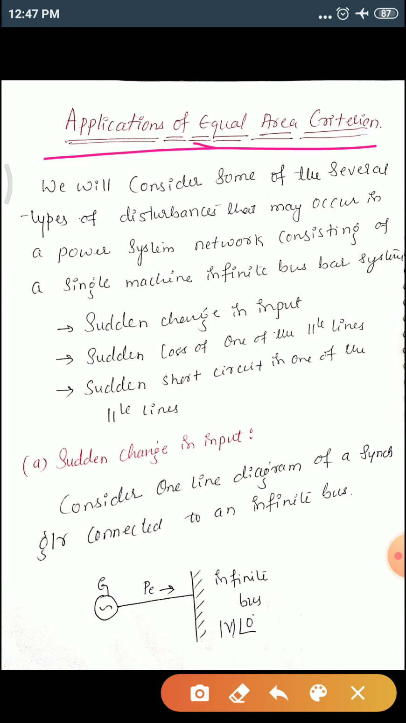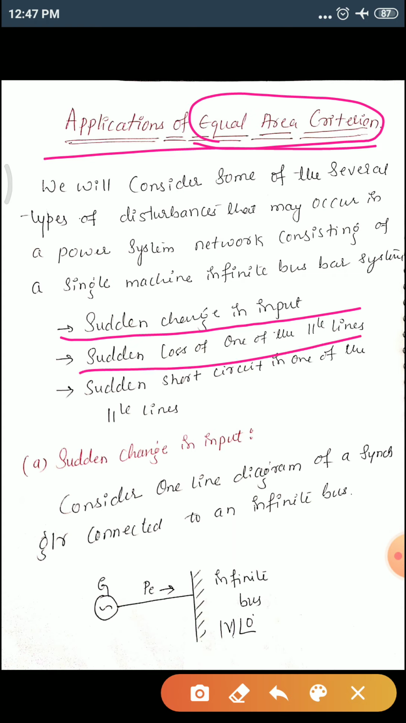As we know, the equal area criteria is used to decide whether the system is stable or not without solving the swing equation. Let's take a few changes, or faults you can say. One, you can assume a sudden change in the input. Two, sudden loss of one of the parallel lines, and three, sudden short circuit on the parallel lines. Okay, so based on this we can get the results.